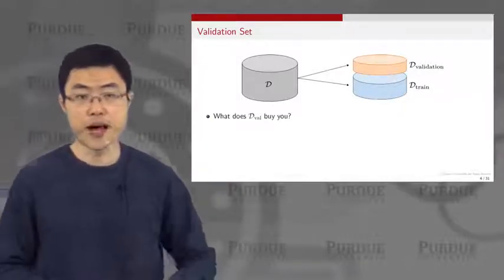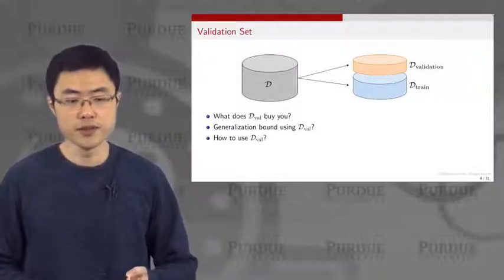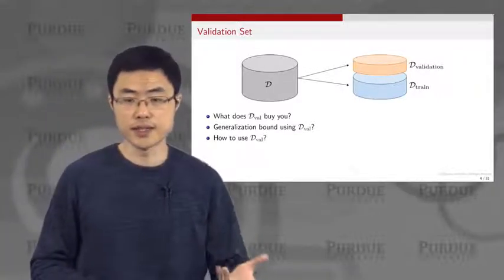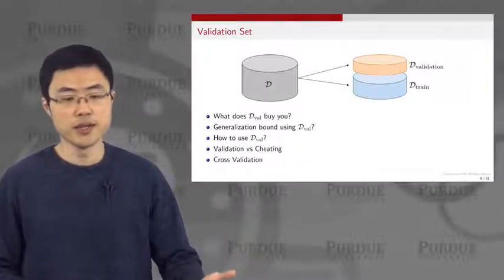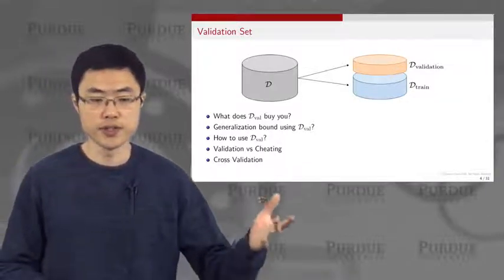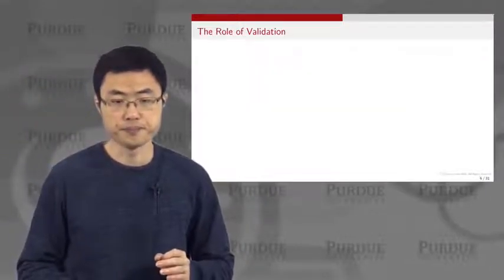So what does validation buy you? What is the generalization bound of validation? And how do we use this data set of validation? Is validation cheating? And what do we do with this concept called cross-validation? These will be the questions that we want to analyze.